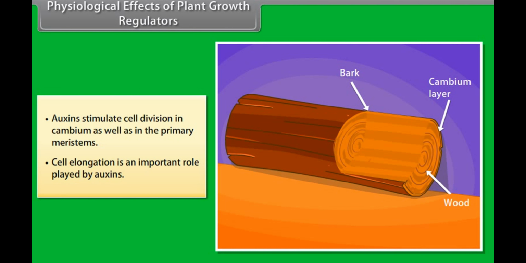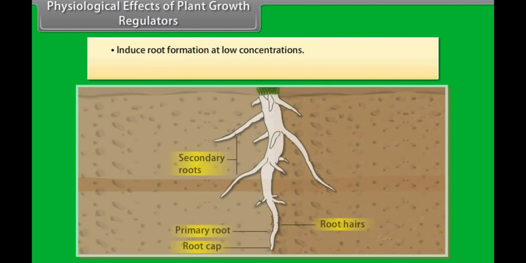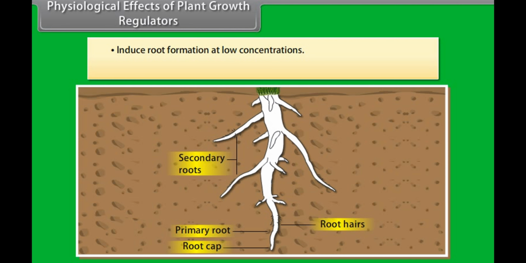Cell elongation is an important role played by auxins. Auxins have a differential action on shoot tip and root tip. They induce root formation at low concentrations. They also prevent leaf fall by suppressing the formation of the abscission layer.